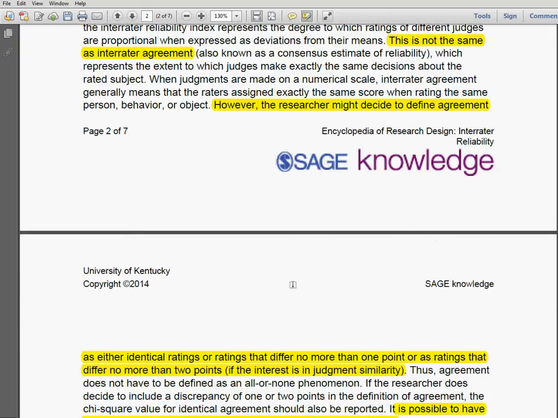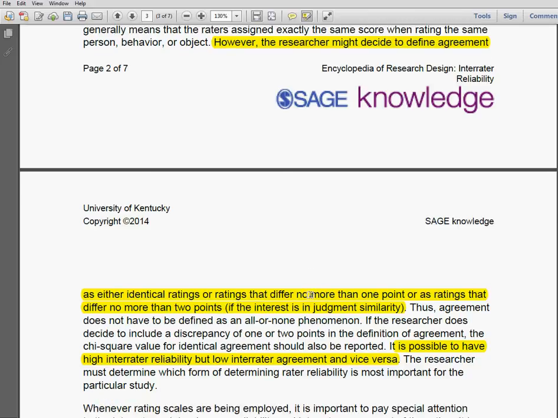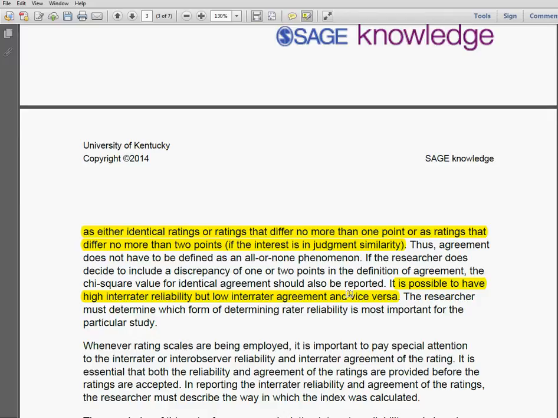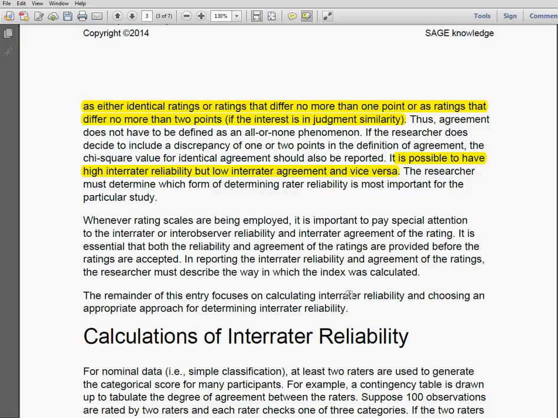It really depends on what the researcher is going to use to define agreement. Are they going to use identical ratings, that is 1 to 1, or if one gives them a 1 and one gives them a 2, if they're within a certain distance of each other, then that might be acceptable. So it's obviously important for that researcher to point out how they're defining their reliability. She also points out that it's possible to have high inter-rater reliability but low inter-rater agreement, and vice versa. So you may be consistent but not having the same numbers but being in the same range.